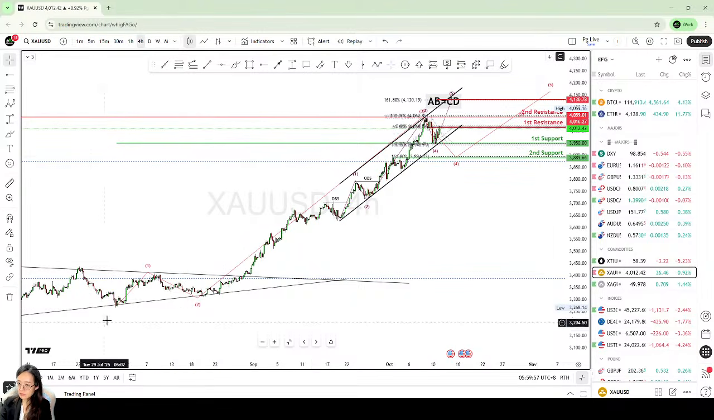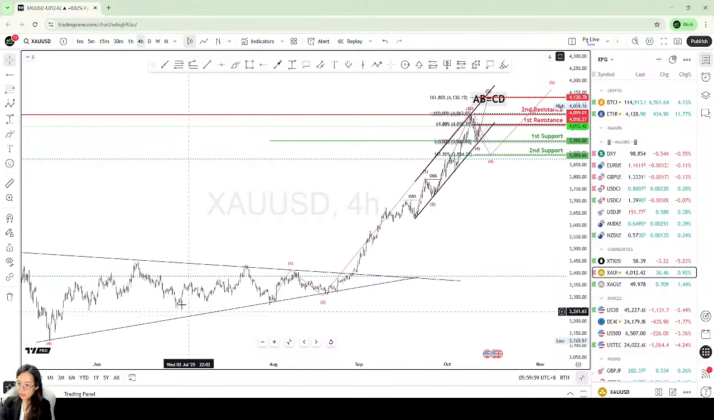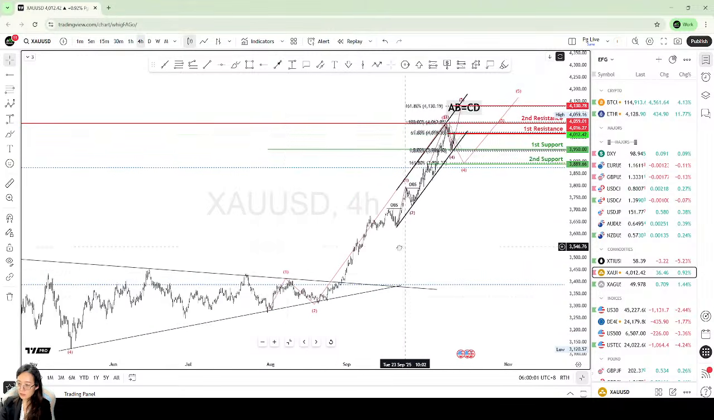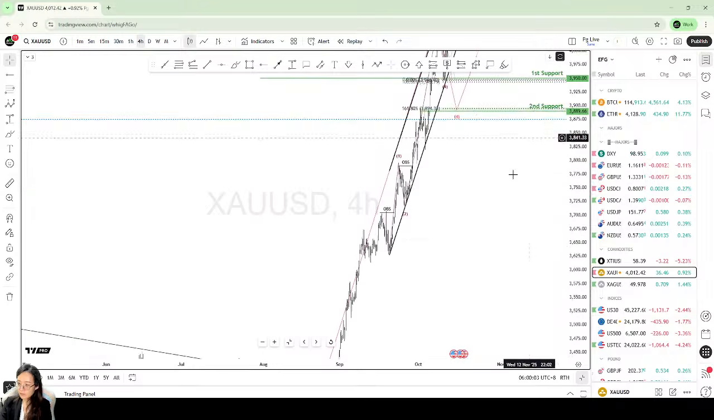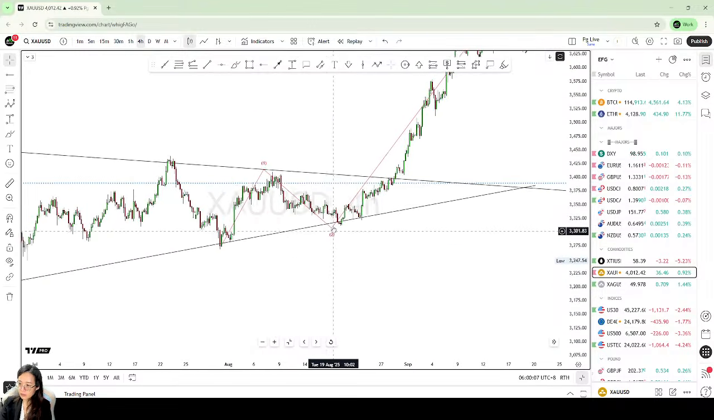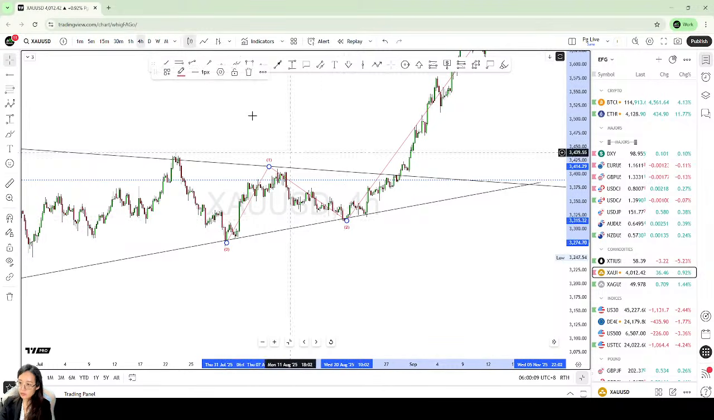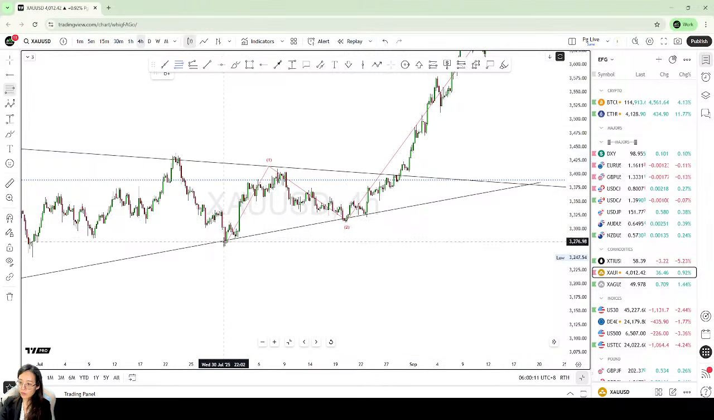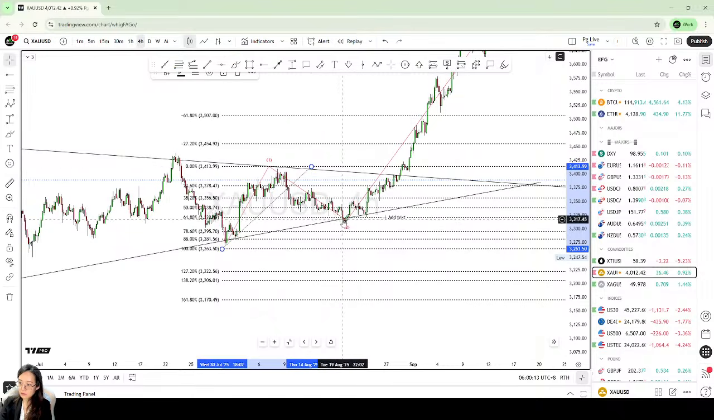In the bigger picture from here, whenever price has a breakout of the triangle in the D1, I'm going to count from here. This one, right, I count as wave 2, one of them, because of the 61.8 retrace of wave 1. You can see that this is 61.8%.